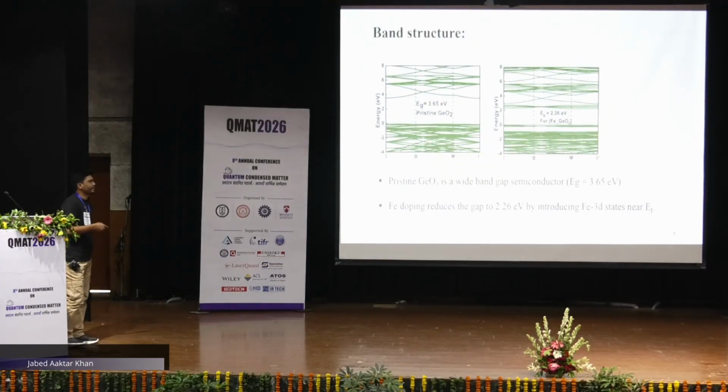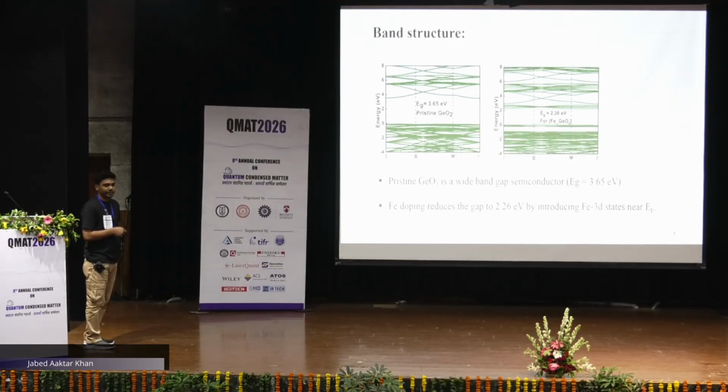Here we plot the electronic band structures. This figure shows the pristine case. This is a wide bandgap semiconductor with an indirect bandgap of 3.65 electron volts. But after doping with iron, the bandgap reduces to 2.26 electron volts.